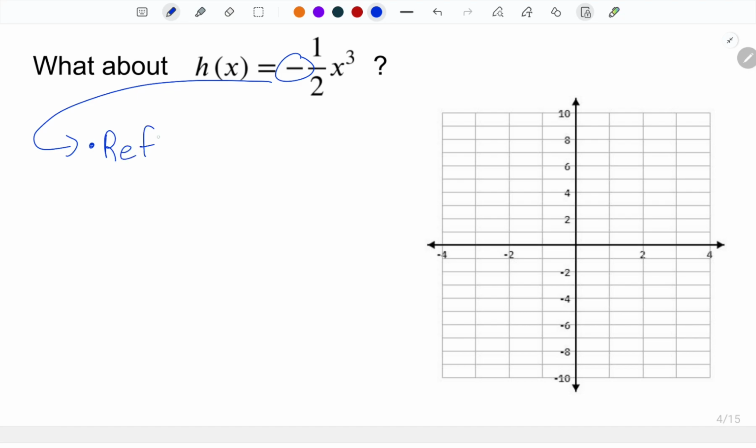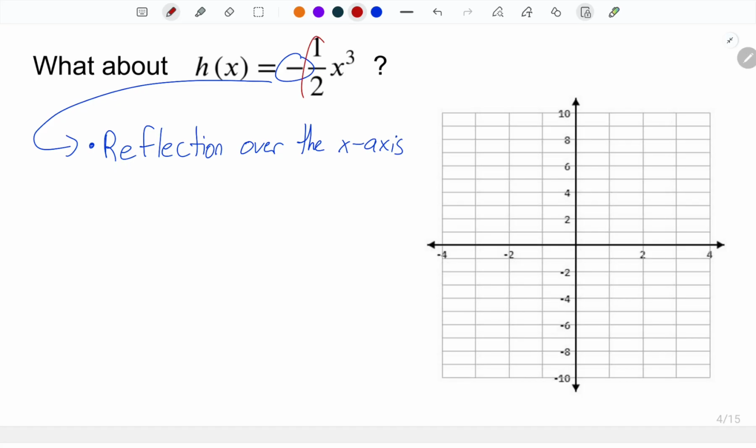Since it's outside of the cube, it's not like inside brackets, that means it's going to be a vertical change. And to change vertically, you're, let's say, going from up here to down there. Well, what are you flipping over? You're flipping over the x-axis. So we're going to say a reflection over the x-axis.